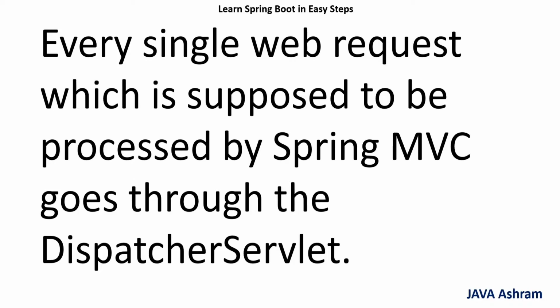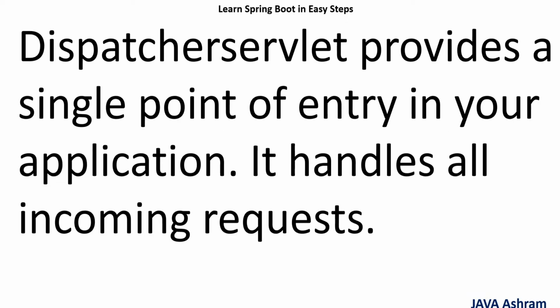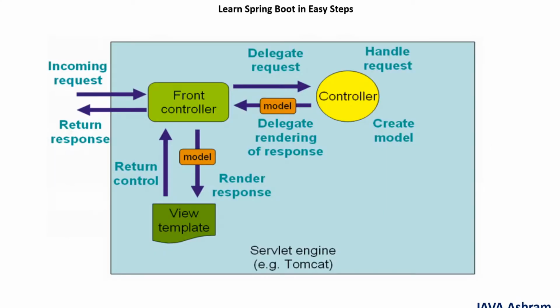Every single web request, whether it's a get request, put request, delete request or post request, which is supposed to be processed by Spring MVC or Spring Boot, goes through the dispatcher servlet. So this is the single entry point. The dispatcher servlet provides a single point of contact in our application, and it handles all kinds of incoming requests, right?